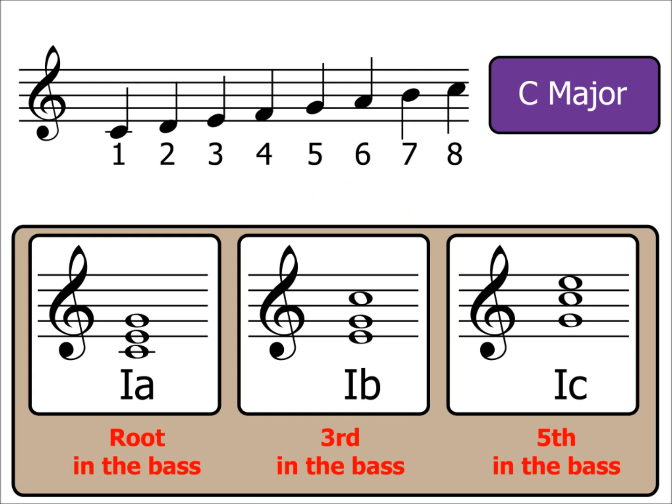Secondly, the title of this video is Inversions. I've already mentioned that inversions are when the root note is not in the bass, but it's worth noting that when the third is in the bass, it can also be called first inversion. When the fifth is in the bass, it can also be called second inversion. In other words, chord 1B could also be referred to as first inversion of chord 1 in C major.